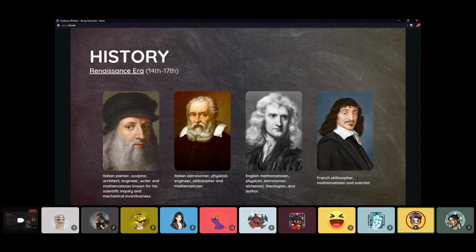He is an Italian painter, sculptor, architect, engineer, writer, and mathematician. He is known for his scientific inquiry and mechanical inventiveness. He is famous for the Mona Lisa and The Last Supper for his art. For his anatomy, we know the Vitruvian Man. For the mechanical or engineering side, the ball bearing. And based on my research, his design was a reference for the modern helicopter. And lastly, the parachute. So yeah, Leonardo da Vinci.